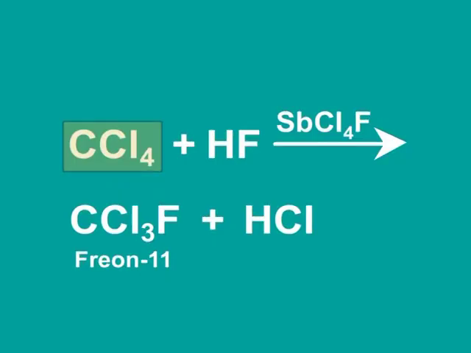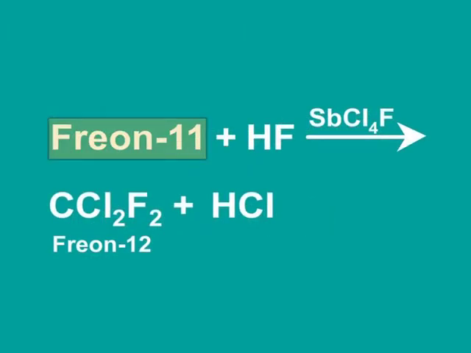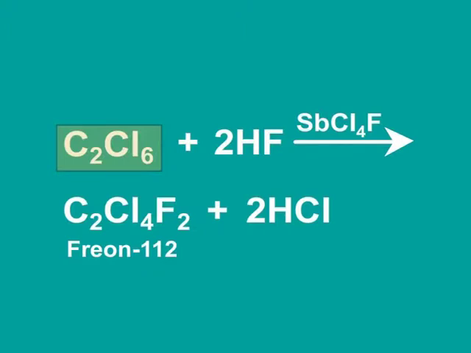Carbon tetrachloride reacts with hydrogen fluoride in presence of antimony tetrachlorofluoride to form freon 11 and hydrogen chloride. Freon 11 reacts with hydrogen fluoride in presence of antimony tetrachlorofluoride to form freon 12 and hydrogen chloride. Hexachloroethane reacts with hydrogen fluoride in presence of antimony tetrachlorofluoride to form freon 112 and hydrochloric acid.